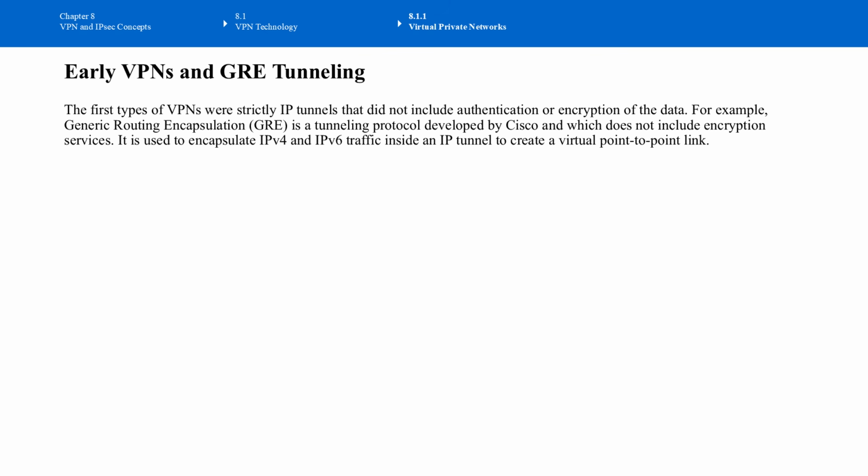The first VPN technologies were much simpler than the VPNs we use now. Early VPNs focused only on creating a tunnel between two locations. They did not provide authentication or encryption. This means the data could travel through the tunnel, but it was not protected from someone who intercepted the traffic.